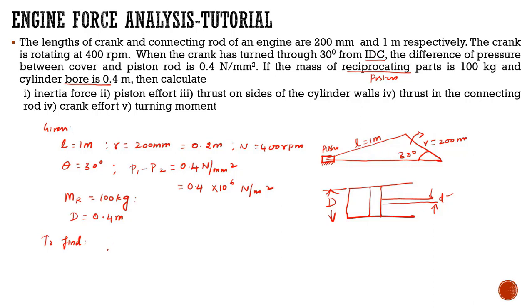So we are going to find out first the inertia force, that is Fi, and then the piston effort. Third, we are going to calculate the thrust on sides of the cylinder walls, that is Fn, then the thrust in the connecting rod, that is Fq, and the crank effort, that is Ft, and finally the value of turning moment. Now let us see how to solve the problem.